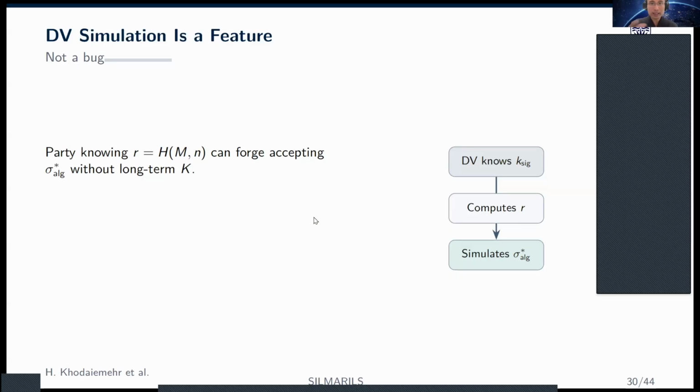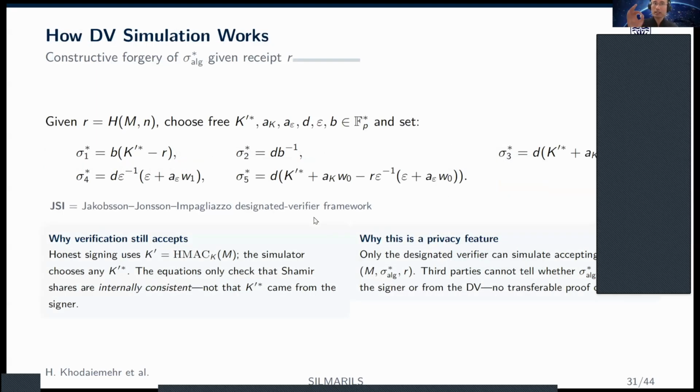Just to clarify, it means that if a third party doesn't have K-sig, then the third party cannot forge valid signatures, except with very small probability, 1 over P. In other words, if you have the K-sig, you can either output valid signatures or fake some new signatures. The key difference is whether you have K-sig or not. If you have K-sig, we call it designated verifier. Correct. Okay, please continue.